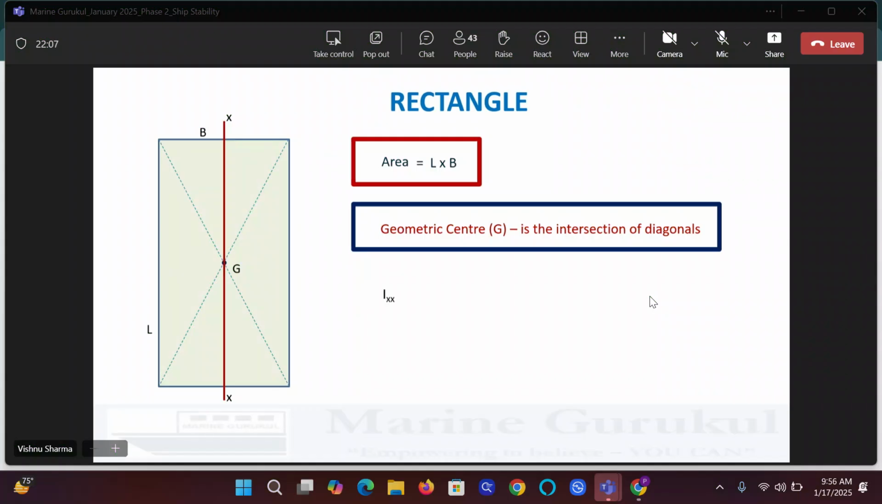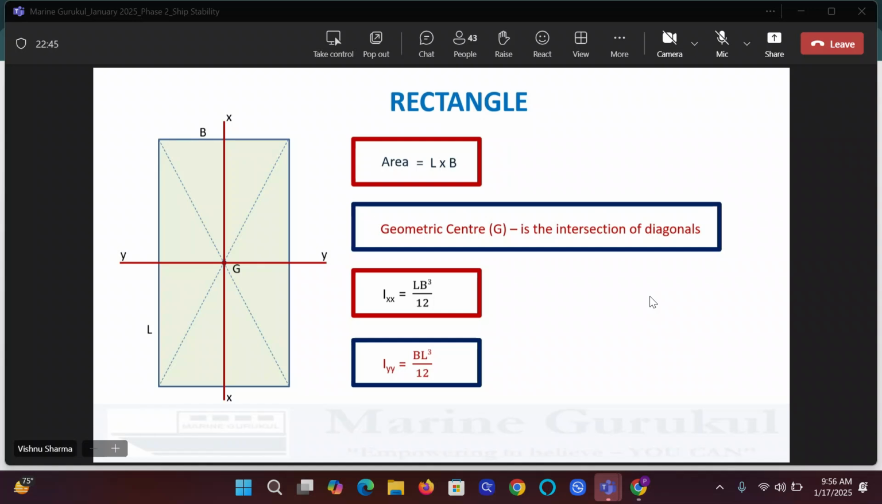What is the moment of inertia of this rectangle about XX? You see, I have written in the subscript the axis here, IXX. It is LB cubed by 12. Length into cube of the breadth divided by 12. Another axis about which we will learn the formula is this one. I have named it YY. Naming is not an issue. How do I describe YY? It's an axis passing through the centroid and parallel to side B. In this case, IYY will be BL cubed by 12.